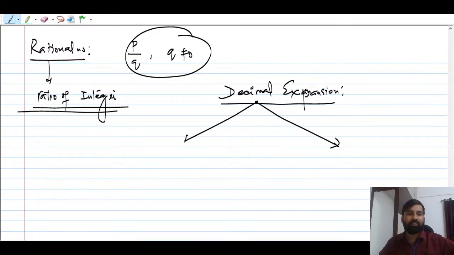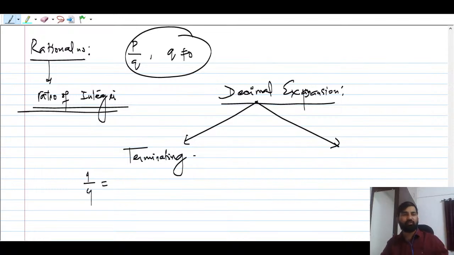There are two types of decimal expansion. One is called terminating. What is the meaning of terminating? Suppose 1/4 is a rational number. If you divide 1/4, you will get 0.25, and after the decimal point there are finitely many digits, and it terminates. So we call it terminating decimal expansion.